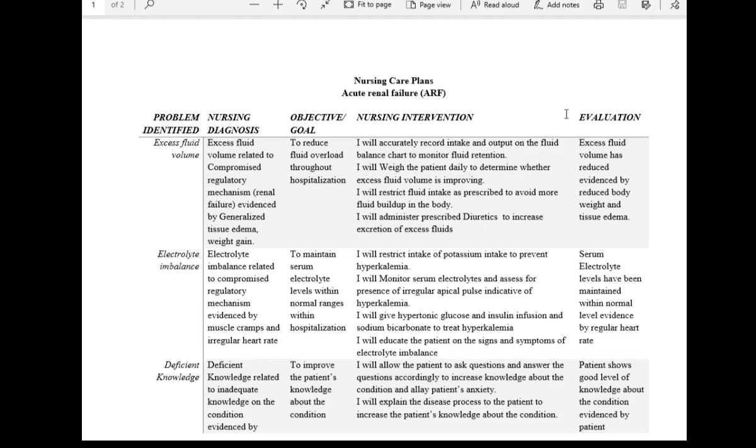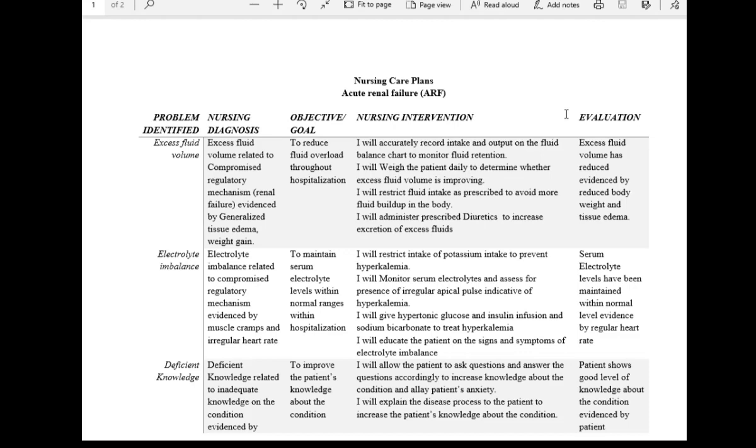So from having implemented these interventions, we now have to evaluate our patient. Excess fluid volume has reduced, evidenced by reduced body weight and tissue edema. So you find that because of the interventions that we have implemented, there will be reduced fluid volume. Therefore, the body weight and the edema will reduce. So that is our first problem.